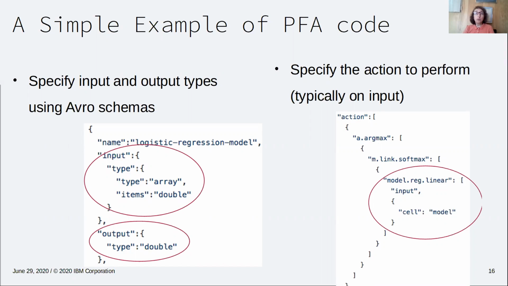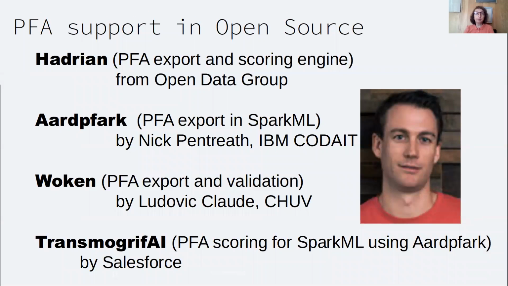And in terms of open source support for PFA, there are several libraries also. Hadrian was the original PFA export and scoring engine library created by Jim Pivarsky and his group. And then my colleague Nick Pentreath created this Aardpfark package, which is doing PFA export for SparkML. And Woken was created by Ludovic Claude in Switzerland, and it does also some PFA export and some PFA validation. And Transmogrify is PFA scoring for SparkML using Aardpfark by Salesforce.